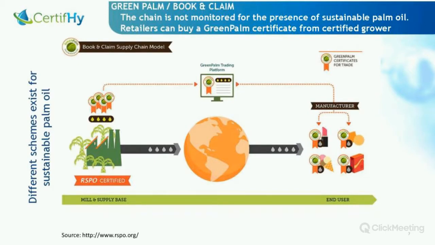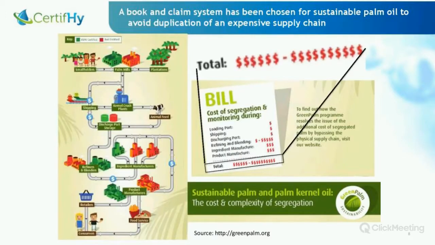So this is the system that finally has been elected by sustainable palm oil certification bodies because it's the most efficient certification scheme and the less costly. But it is depicted on this particular picture. So the bill of having a completely segregated supply chain would be too high.